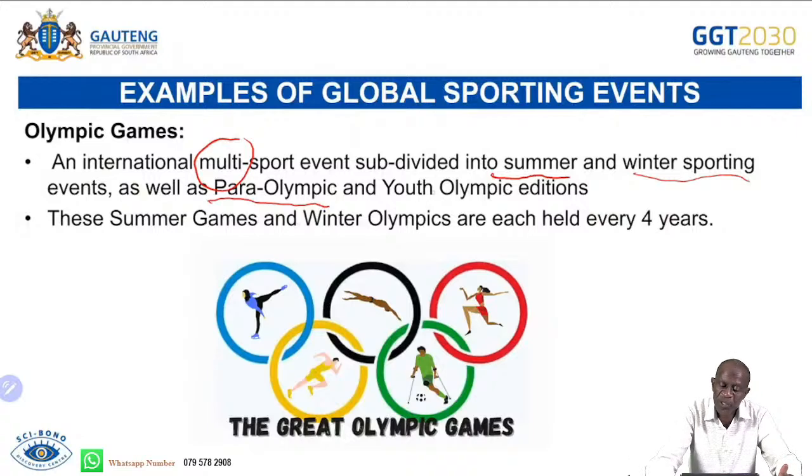And lastly, also the youth have their own sets of competition to participate in this multi-sporting event. The Summer Games and Winter Olympics are each held every 4 years. So here are your categories. Some Olympics would happen in summer, and some will happen in winter, and both of them are held after a period of 4 years from the previous one.